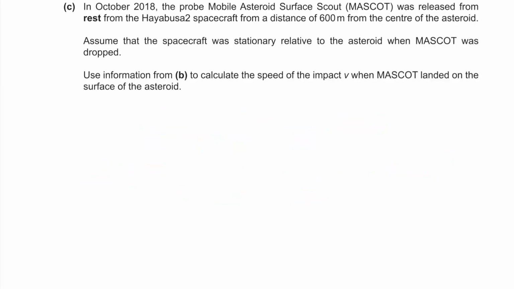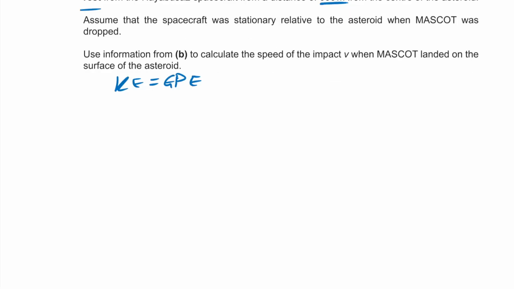In 2018, a probe was released from rest from the spacecraft from a distance of 600 meters from the center of the asteroid. Assume the spacecraft was stationary relative to the asteroid. Calculate the speed of impact when the mass landed on the surface of the asteroid. So we have something dropping. You might be tempted to say half mv squared equals mgh. We know it doesn't work like that when it comes to gravitational fields. So we can still say that KE is equal to GPE, but rather we should say that KE is equal to the change in GPE.